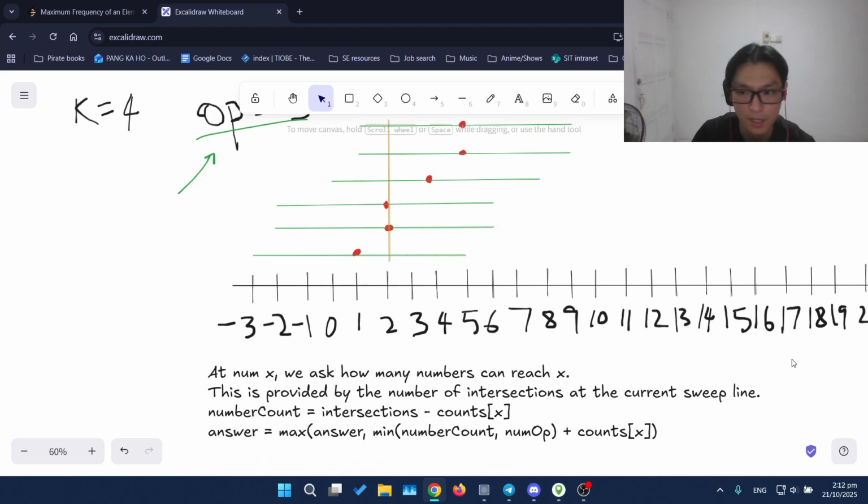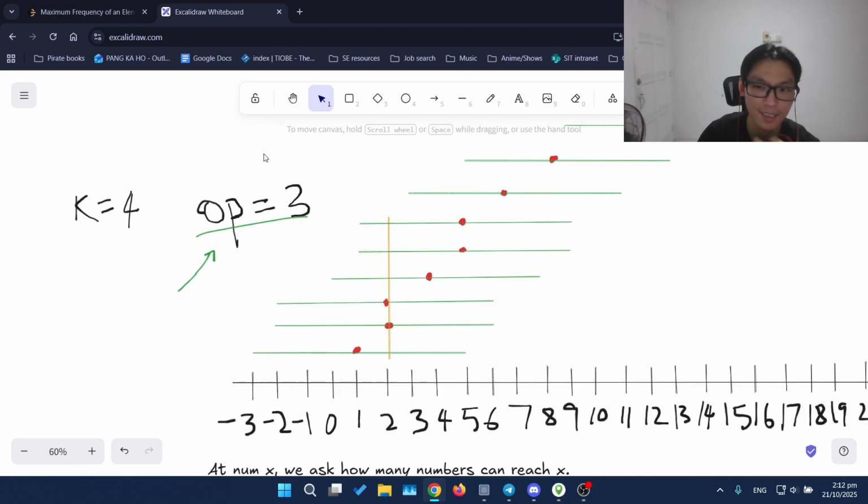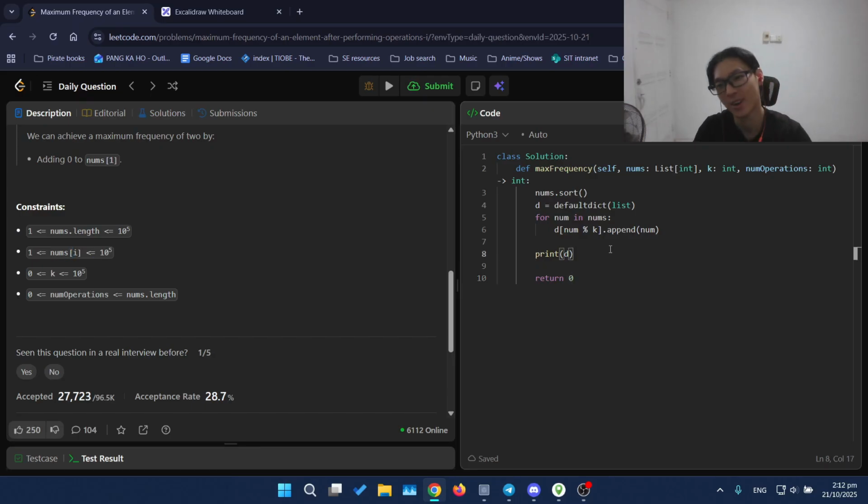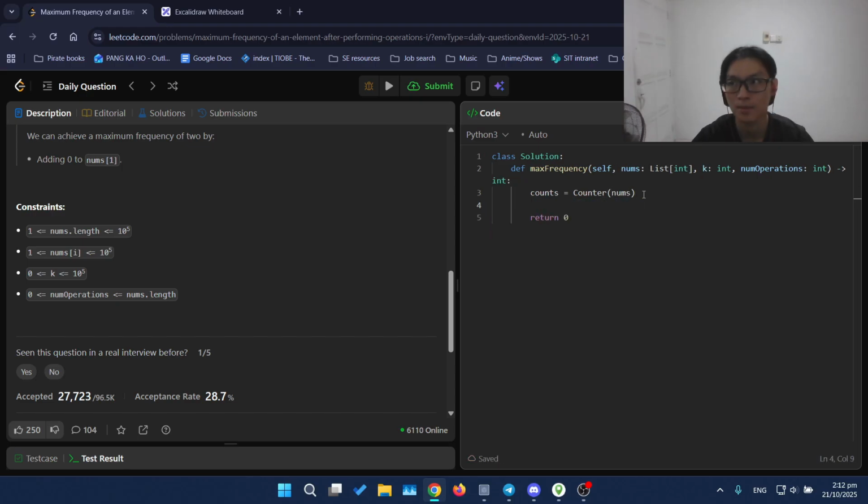Oh my god, I think this is actually it. Did I just cook my way out of this one? Okay, so what this means is we probably don't even need to sort it, but we do need a counter. So we say counts is equal to counter of nums, and then min num is equal to min of nums, max num is equal to max of nums.